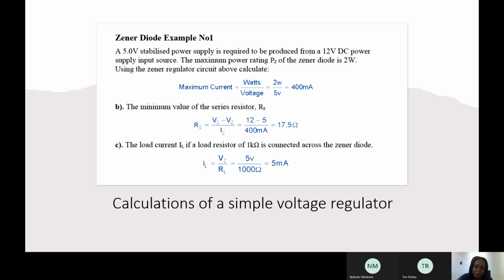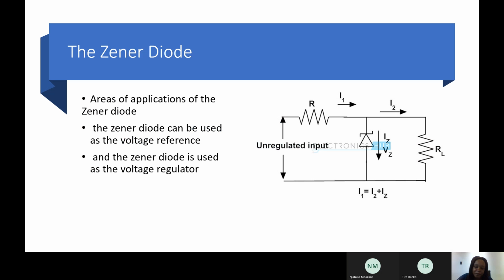So that Zener diode voltage has to be 5 volts. The supply is 12, so it's 12 minus 5. That will give us the voltage going through the series resistor, divided by IZ, which is the maximum current going through the Zener diode, gives us the value of 17.5. So this series resistor you see in this diagram will be 17.5 ohms. It has to be 17.5 ohms in order to protect the Zener diode. Okay.